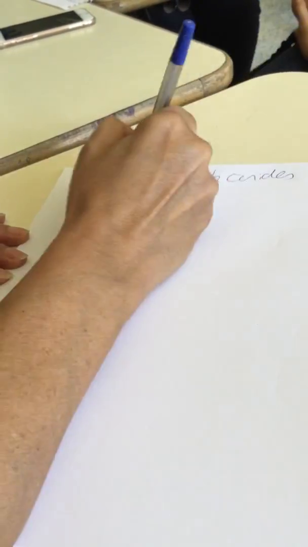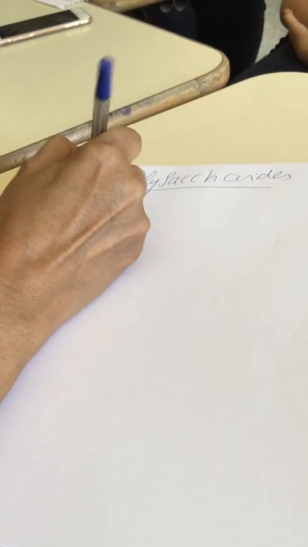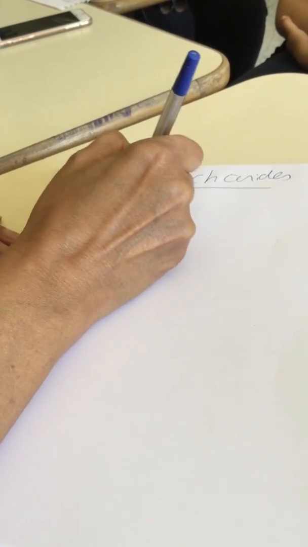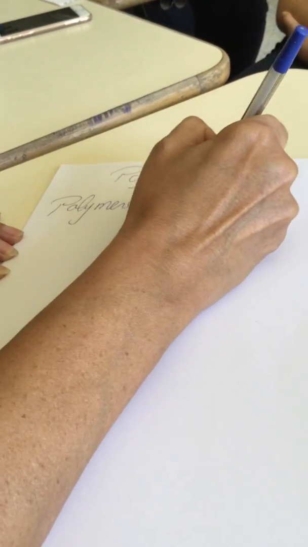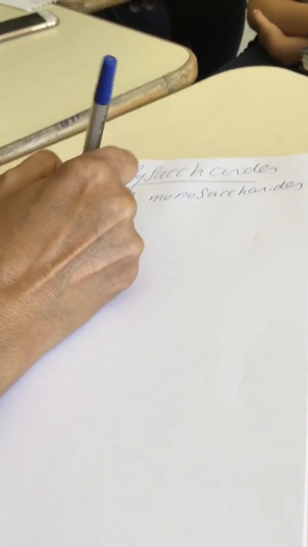What are polysaccharides? Polysaccharides are polymers of monosaccharides. Yani they are a long chain of the same repeated units of monosaccharides. They are a long chain of glucose. They are not a sugar. Polysaccharides are not a sugar. They are a macromolecule.